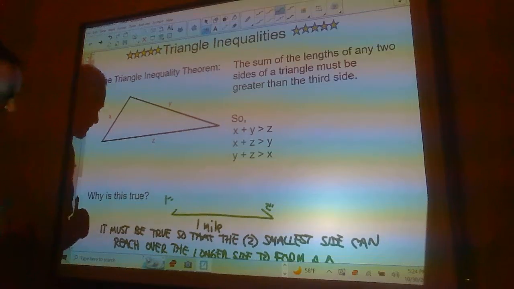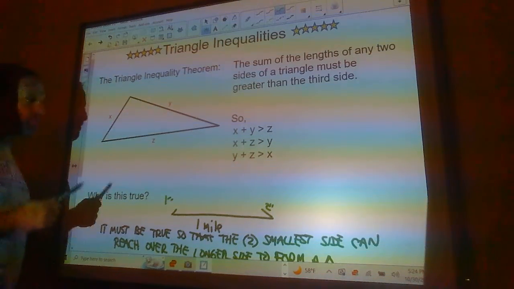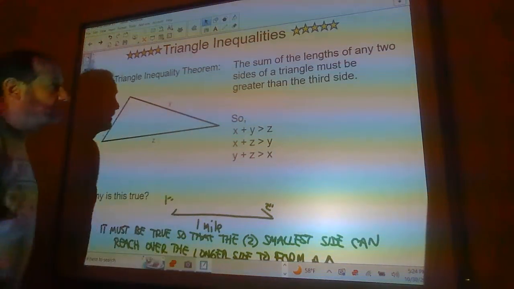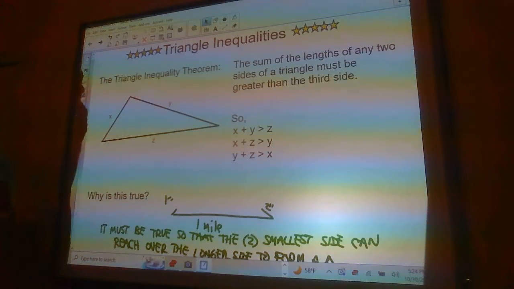Yes, Luna the math cat agrees with me. She's saying it must be more than the longer side. Okay, so that's your triangle inequality theorem.